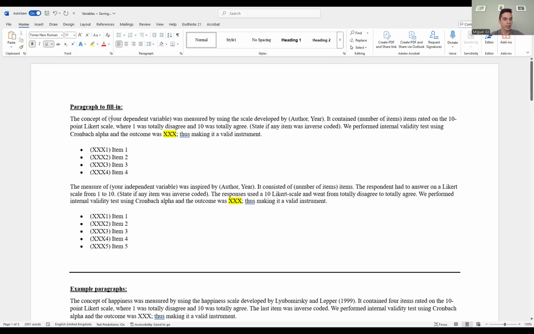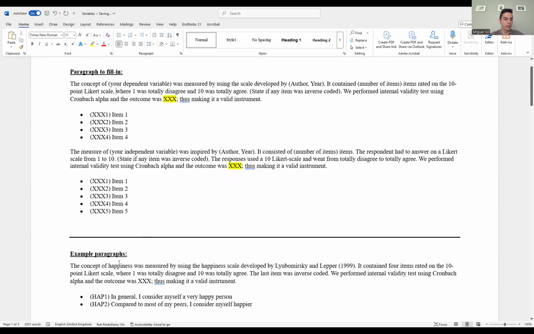First of all, you don't have to change anything in the text except what is in the parentheses and this part. So the concept of your dependent variable. Here this is already an example, I guess for group 1 and group 2: happiness and financial stress. Whichever your dependent variable is, global mindset, happiness, or whatever, here you change to happiness, was measured by using the scale developed by, and then the author and the year.